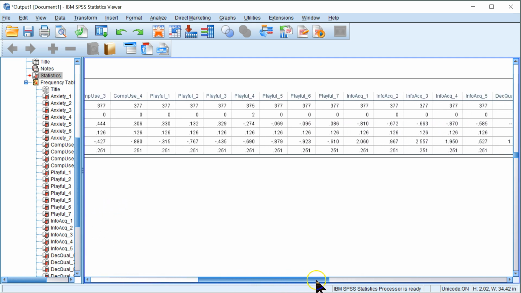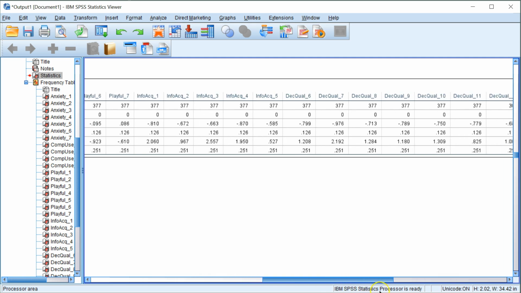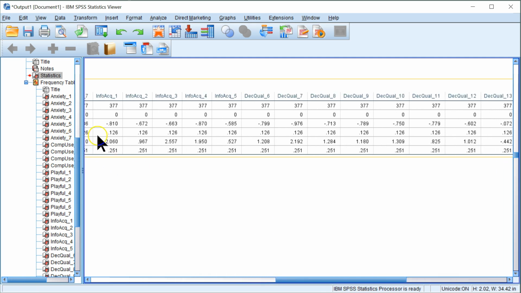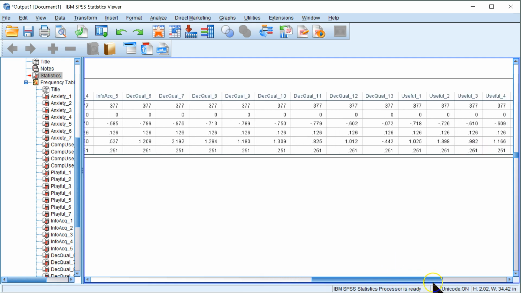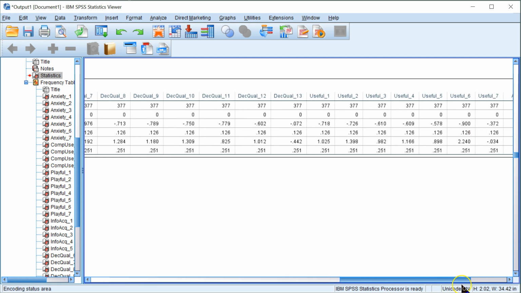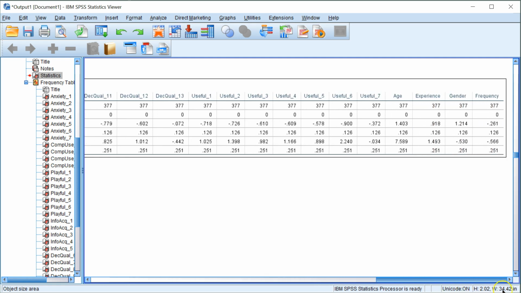Nothing. Ooh, a 2 over here. Hey, we got a few over here. Let me stop it right here. Okay, we have a 2 here for information acquisition 1, and a 2.5 again on information acquisition, and a 2, oh, almost a 2 here. So there's some trouble in information acquisition, and in decision quality. So let's report that. Let's go look at the rest if there's anything else. There's a little bit in usefulness. That's it. Okay, so usefulness, decision quality, and information acquisition.